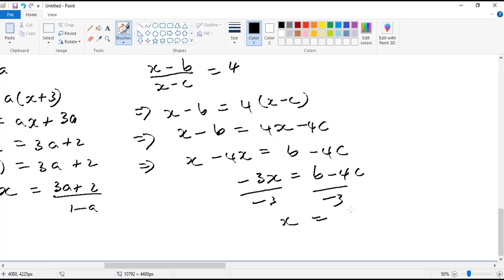And then what I can do is multiply the numerator and denominator by minus 1, and that will cause it to look something like this: 4c minus b over 3. Of course you could just have x equal b minus 4c over minus 3 and call it a day, but if you want to pretty it up, you can multiply the numerator and the denominator by minus 1. And yeah.